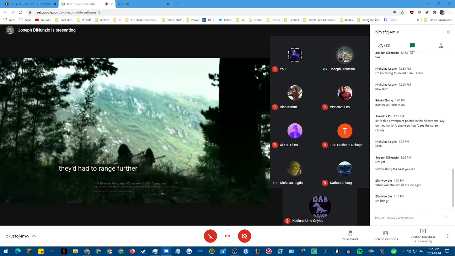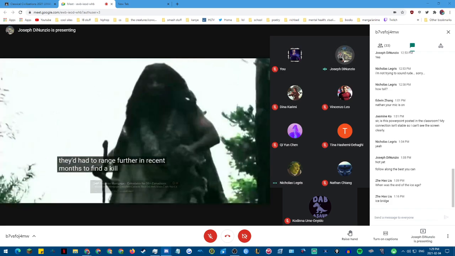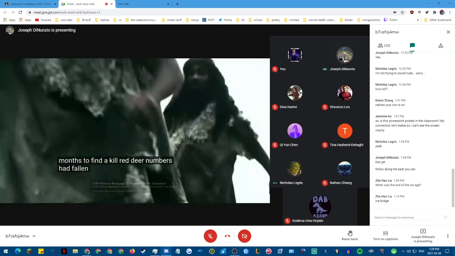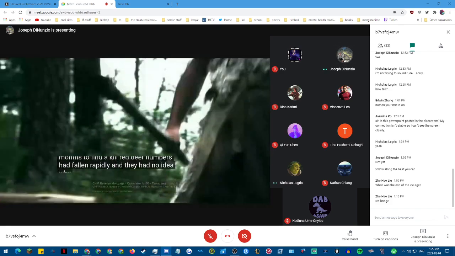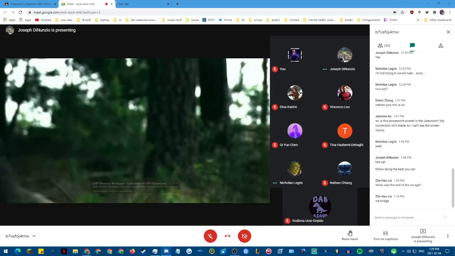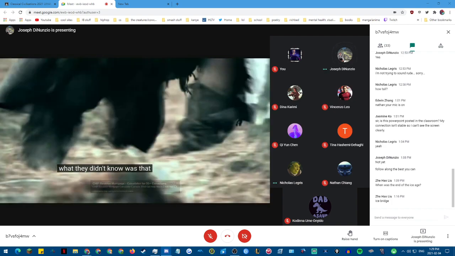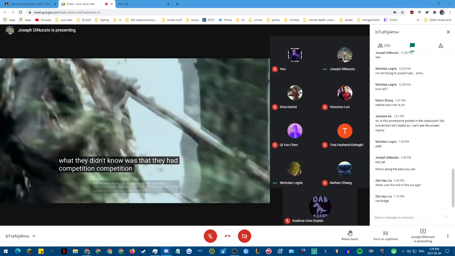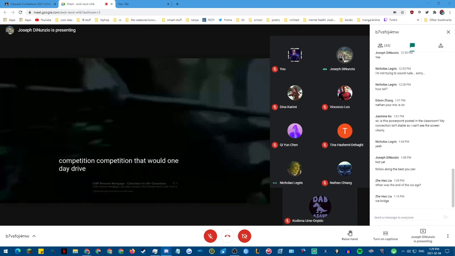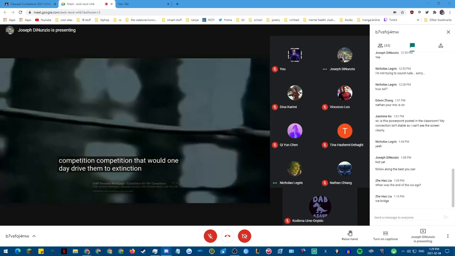They'd had to range further in recent months to find a kill. Red deer numbers had fallen rapidly, and they had no idea why. What they didn't know was that they had competition. Competition that would one day drive them to extinction.